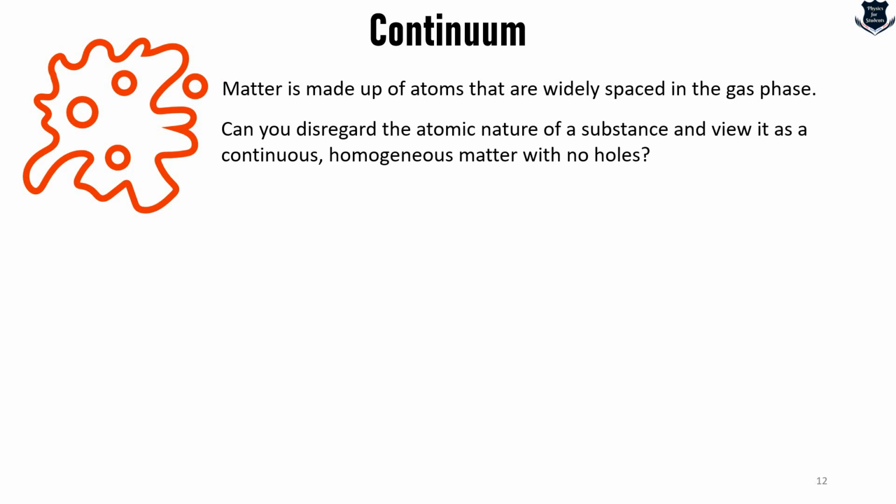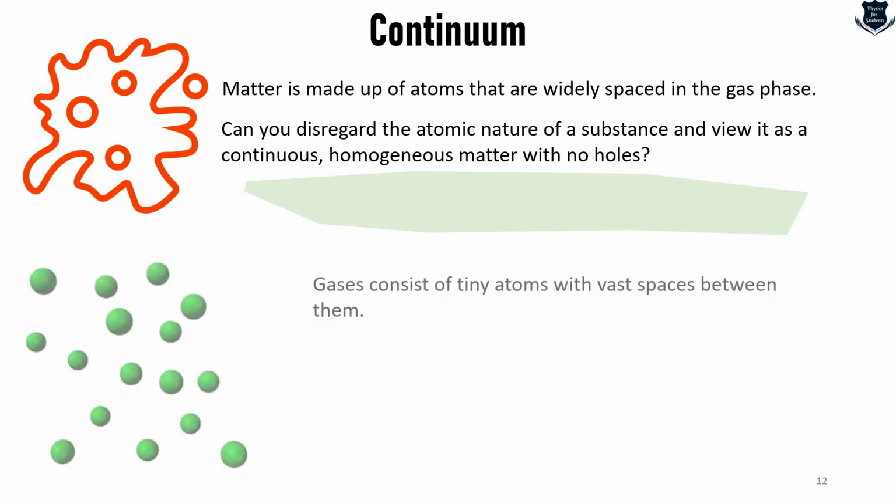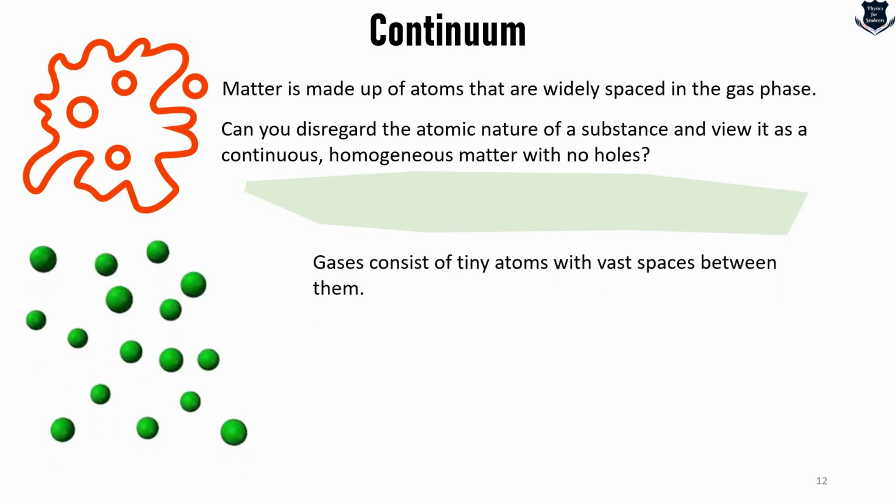Can you disregard the atomic structure of a substance and view it as continuous, homogeneous matter with no holes, something like this? Absolutely smooth, something which has got no holes. Now, this is actually what we say. So you see on the left-hand side, these are gases, consisting of tiny atoms with vast spaces between them.